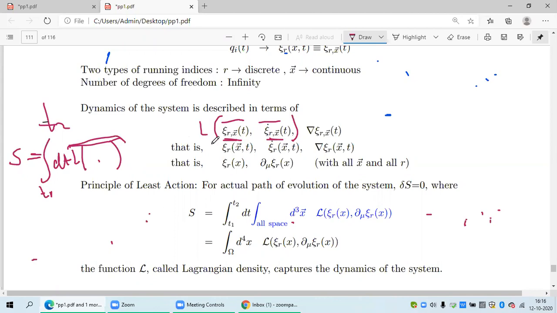Now, it's clear. Suppose you have a material. I give you a material and ask you to find out the density of that material. What do you do? You find the total mass divided by its volume. That is the total density of the material.